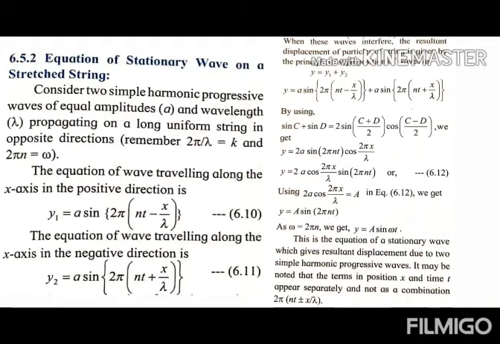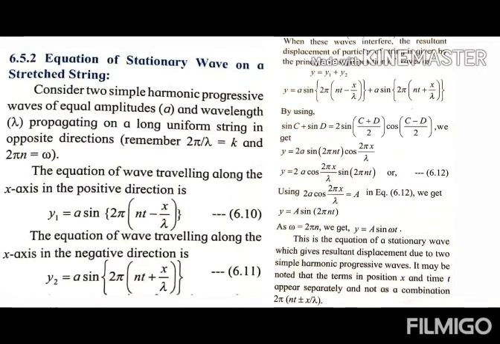The equation of the wave traveling along the x-axis in the positive direction is y1 = a sin 2π(nt − x/λ). Equation 1. The equation of the wave traveling along the x-axis in the negative direction is y2 = a sin 2π(nt + x/λ). Equation 2. By the principle of superposition of waves, the resultant displacement of these two waves is given by y = y1 + y2.